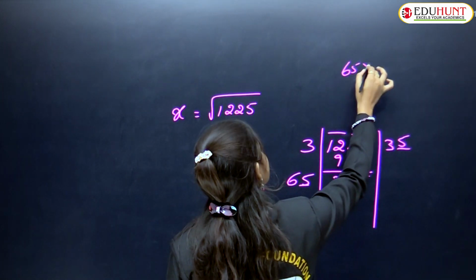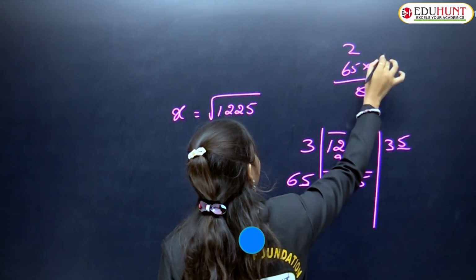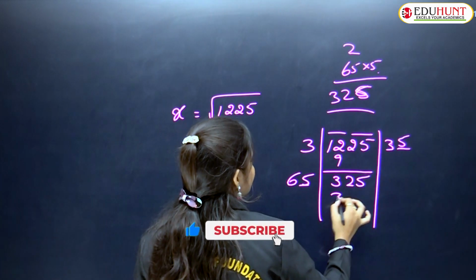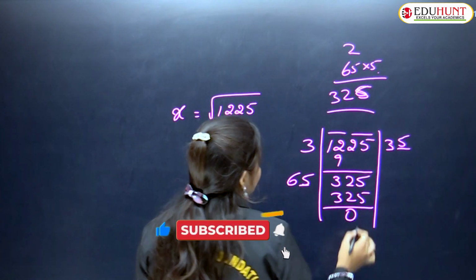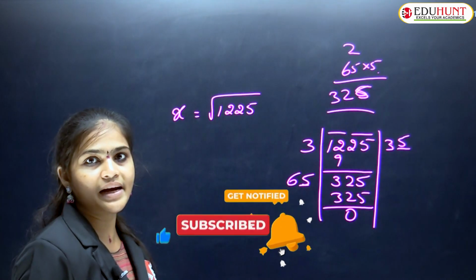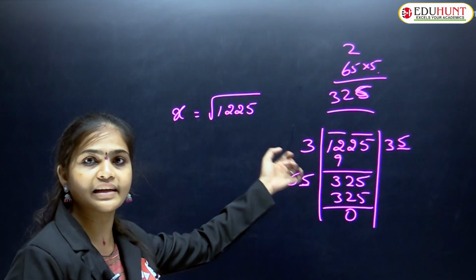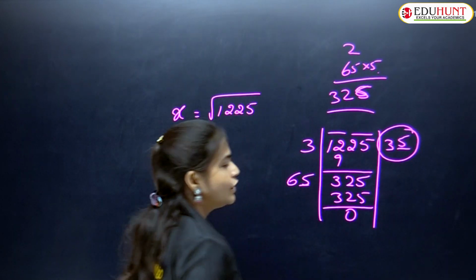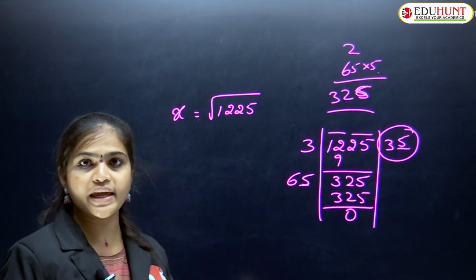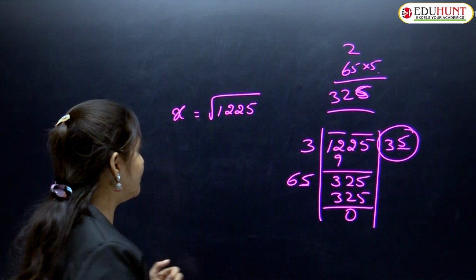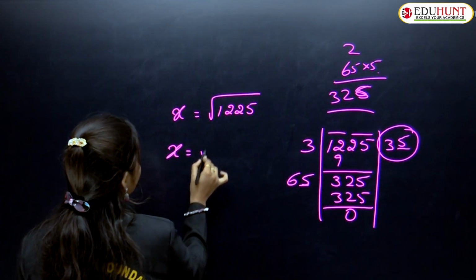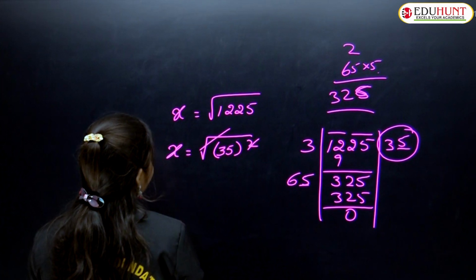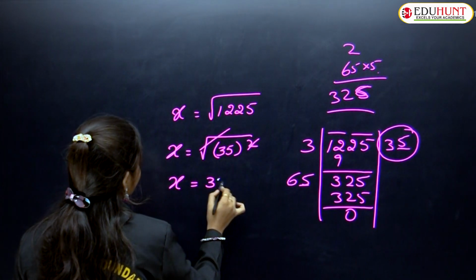Just check 65 into 5. 5 fives are 25. 5 sixes are 30 plus 2, 32. So we will get 325. So the remainder is 0. If we get the remainder as 0 in this method, then the given number is a perfect square. So 1225 is the square of 35. We can write x is equal to the square root of 35 whole squared. So square and root get cancelled. So x is equal to 35.